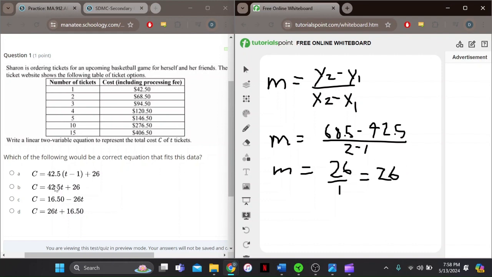So if I look at these, I see that my slope here is 26 because this is in the form y equals mx plus b, even though it says t and c here. And my slope is 26. Now this is the only one with a slope of 26, so I know right away that this is the correct answer.